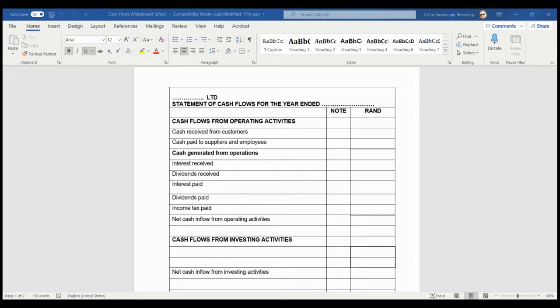So what is the statement of cash flows? The statement of cash flows is a presentation of where our money came from and where our money went to. So it's all about the money, the money, the money. It's not about income. It's not about expenses. It's not about assets. It's not about liabilities. It's not about equity. So it has nothing to do with those five basic elements, right? Here we are focusing on cash. Where did the money come from? Where did the money go to?